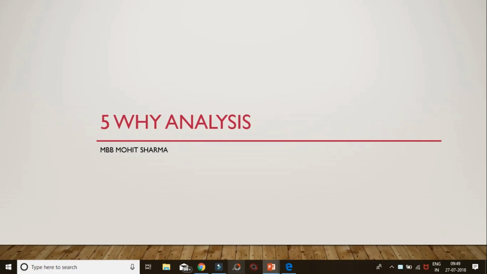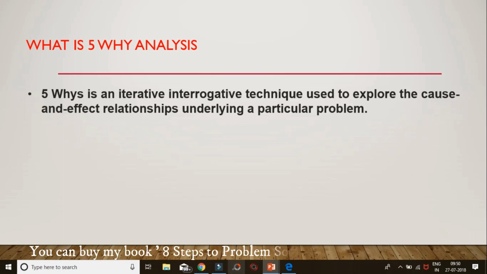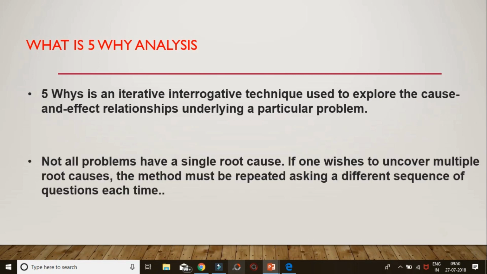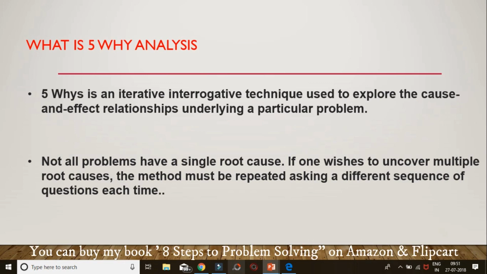So friends, today's topic of discussion is 5 why analysis. This is also known as why analysis. What is 5 why analysis? 5 whys is an iterative interrogative technique used to explore the cause and effect relationship underlying a particular problem. Not all problems have a single root cause. If one wishes to uncover multiple root causes, the method must be repeated, asking a different sequence of questions each time. Let us take one example to understand this better.